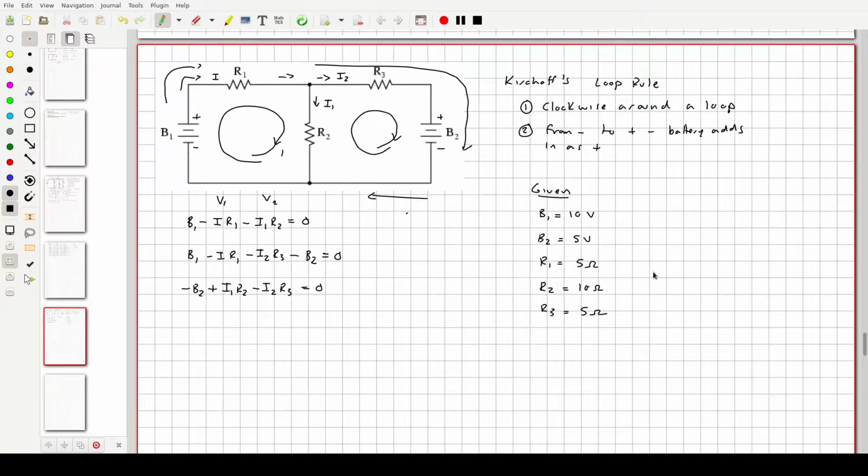Now, what I'm going to do is find the current. If I can find the current, then I can very easily find the voltage across each component. I'm going to leave that up to you as an exercise.